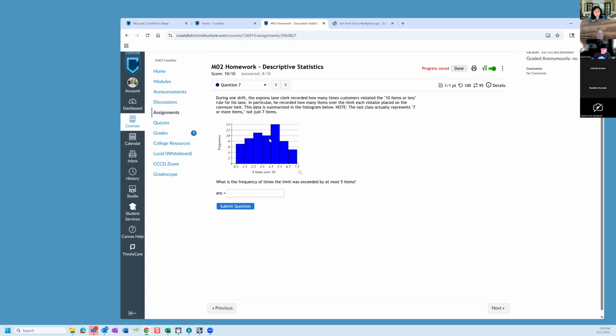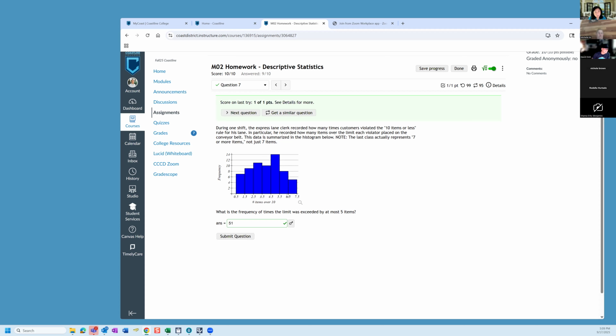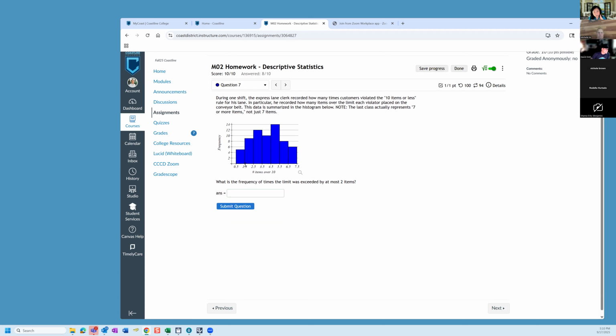See, that's where I got confused. It's asking, when it says "at most," I got confused because I was counting everything. At most means up to that number only. Okay, so you have to understand the first rectangle is for 1 item, exceeding 1. The second rectangle bar is 2, 3, 4, 5, 6, 7. That's how you count.